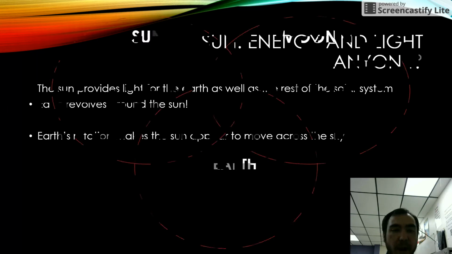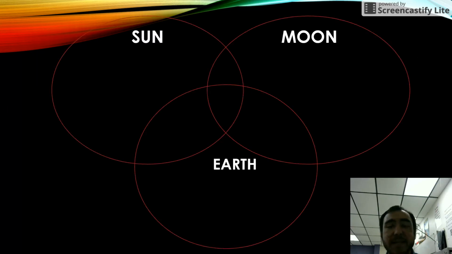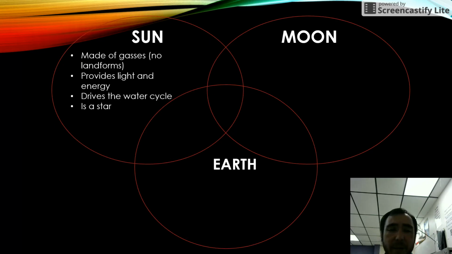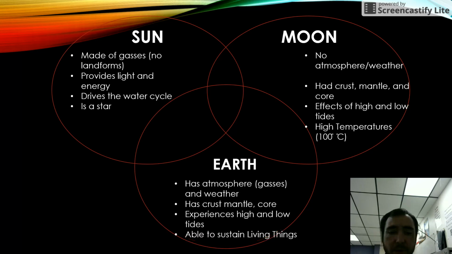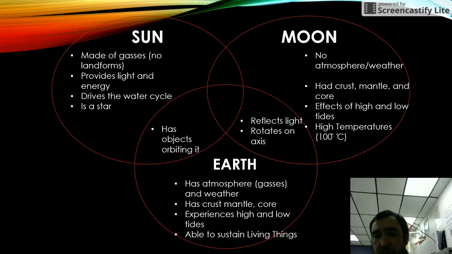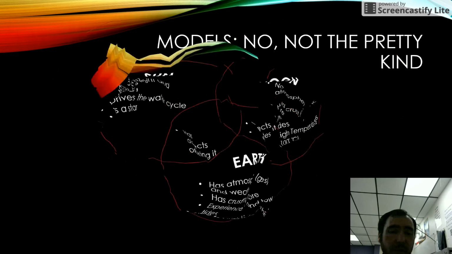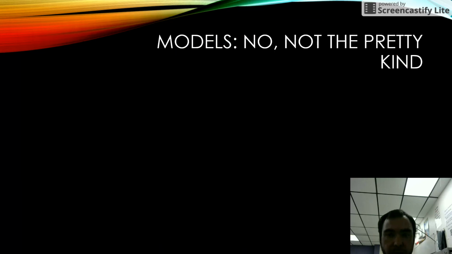All right. Guys, at this time, I'd like for you to press pause, and I'd like for you to draw this Venn diagram. It compares different things from the sun to the moon and the earth, and it also compares how the sun and the earth are similar. It also compares how the earth and the moon are similar. And lastly, it'll compare how all three of them are similar.